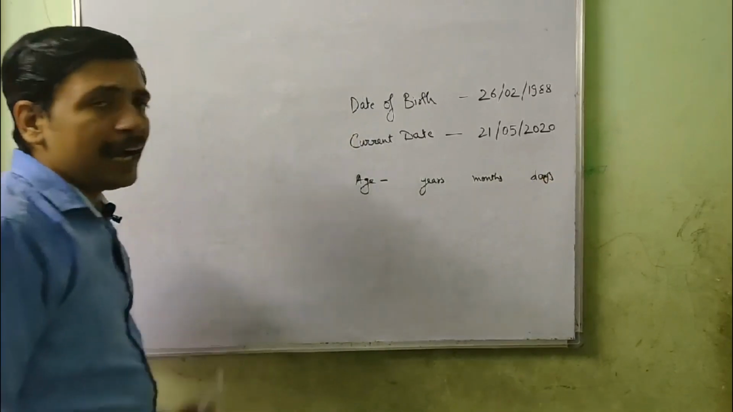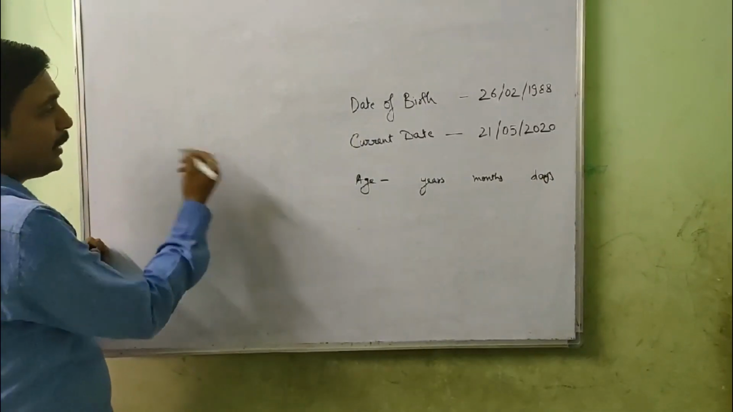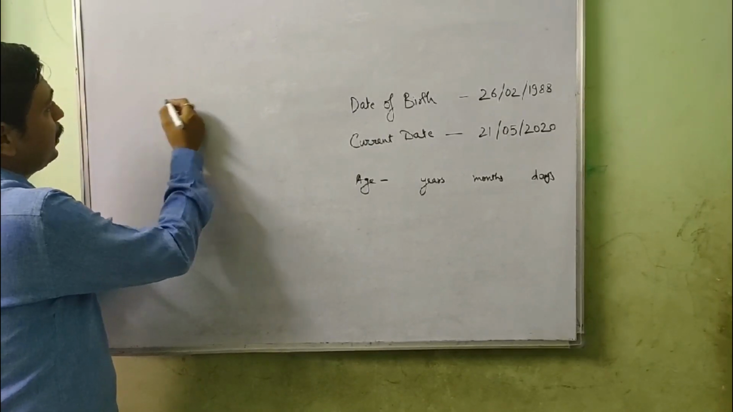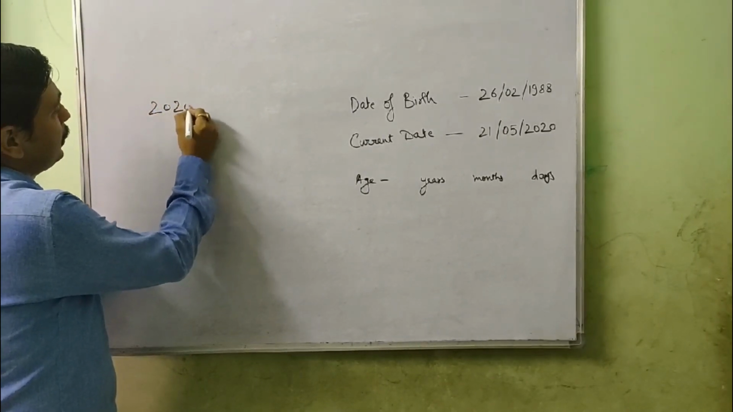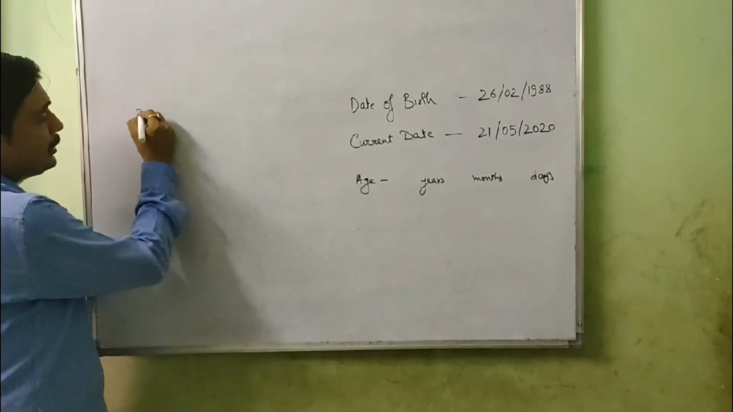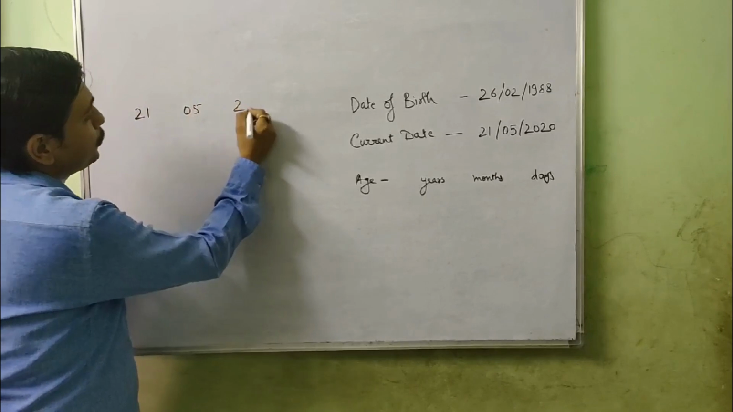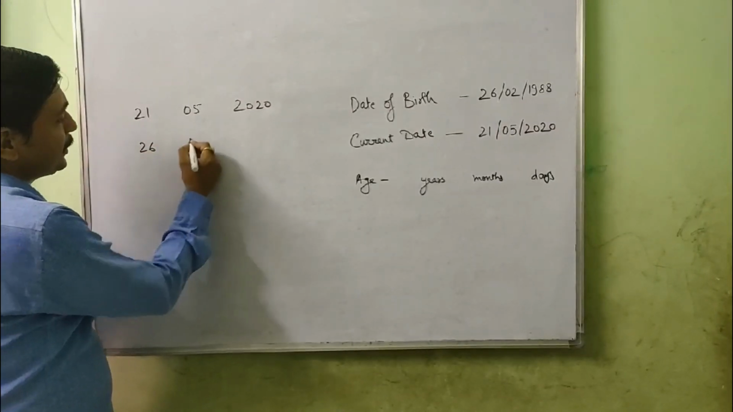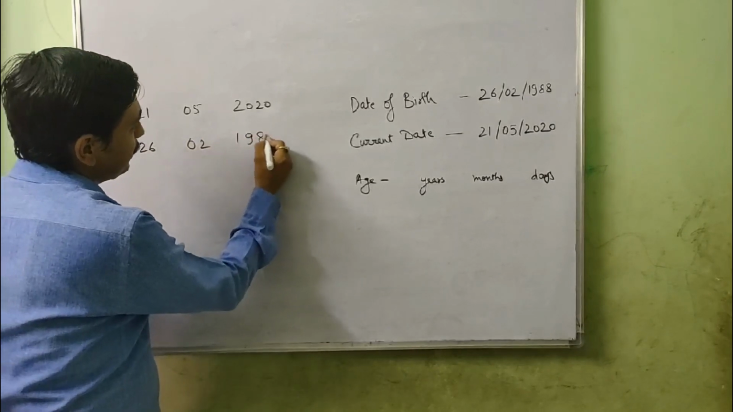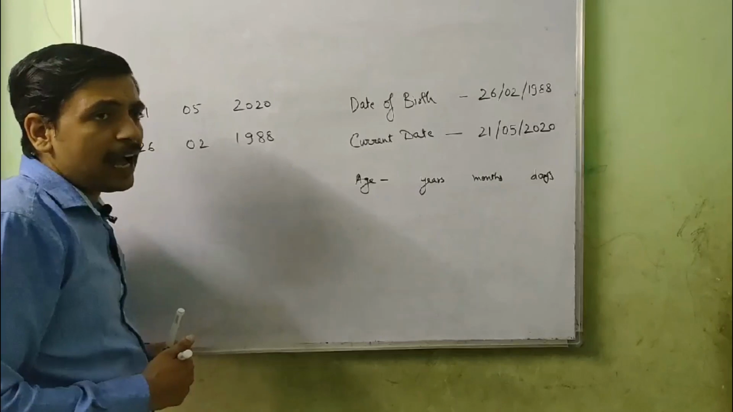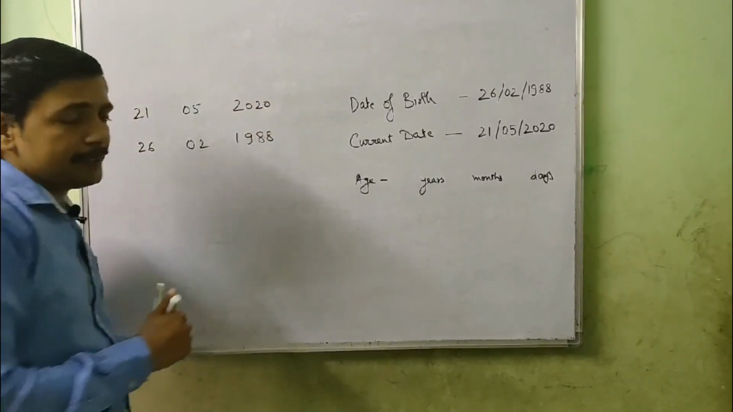Now how do we do that? Okay, we know in real life how do we do that. We will first write down current date, like date, month, year, you should write it in the same format. So 25/05/2020. Now here birthday 26/02/1988. So first of all we will subtract our birth year from the current year.